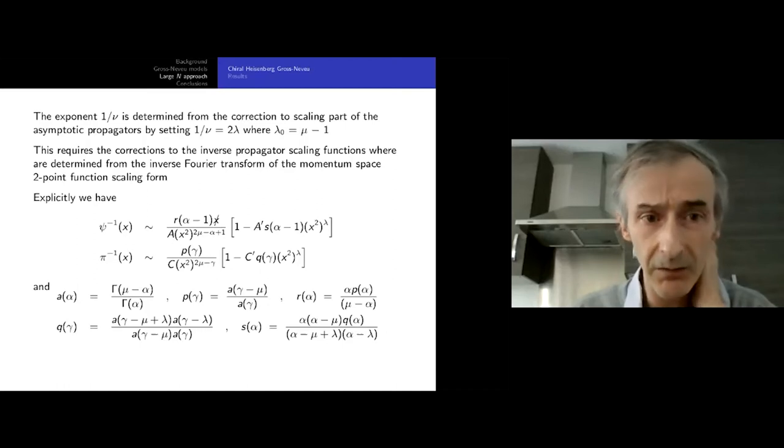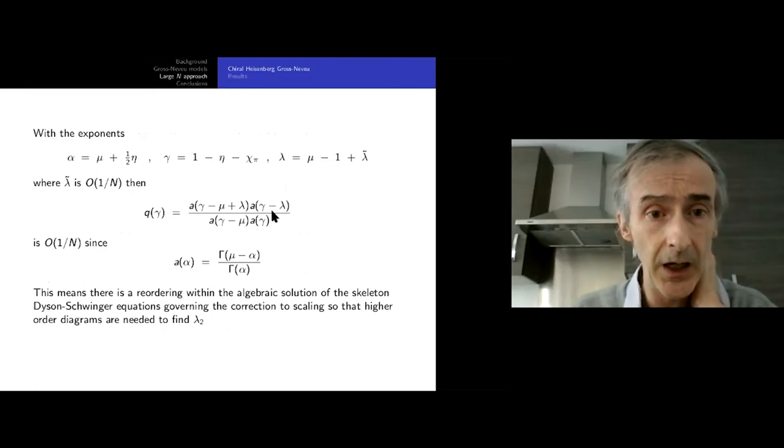But there is a subtlety with the Gross-Neveu case, which I want to point out to you now. It's to do with this function Q that comes in. Lambda at leading order is mu minus one, where mu is the dimension of space-time over two minus one. And if you look at that formula for the specific example of the exponents we've got, it turns out this is singular.